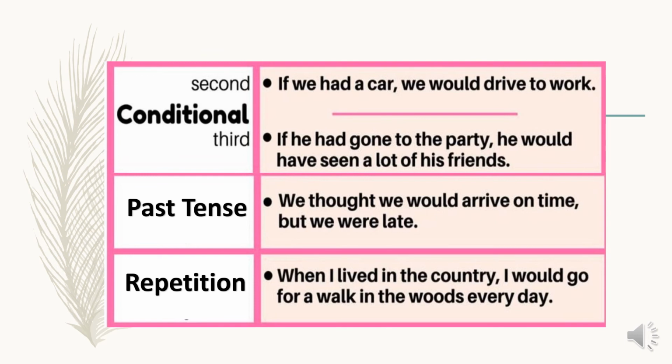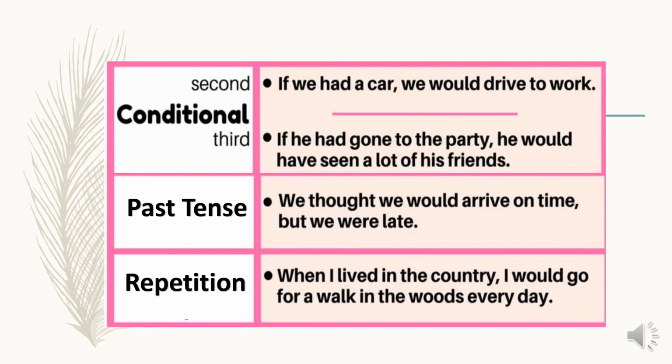So one more time, we have three expressions of would: conditional, past tense, and repetition. Here are more examples. For the conditional part, we have: if we had a car, we would drive to work. So here we have if and we have a condition. So here we are expressing conditional.